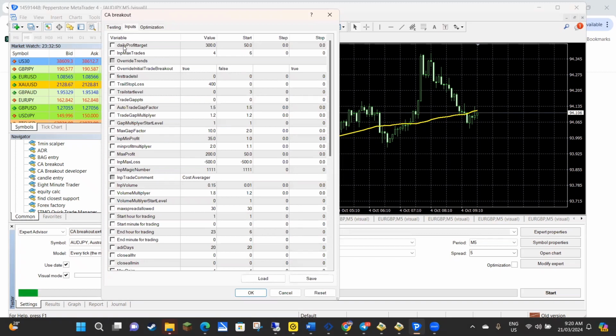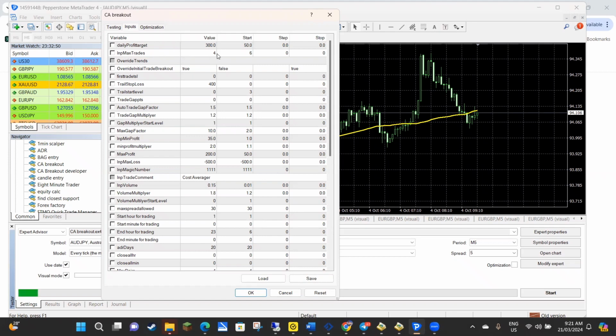All right, so you can set a daily profit target, and that's just going to be based off your equity. So if your equity increases by $300 from your daily starting balance, then it will close all your trades and stop trading for the day. That's simply what that is, and that's just working off your equity, as I said, so all the pairs you have trading, not off any one particular pair.